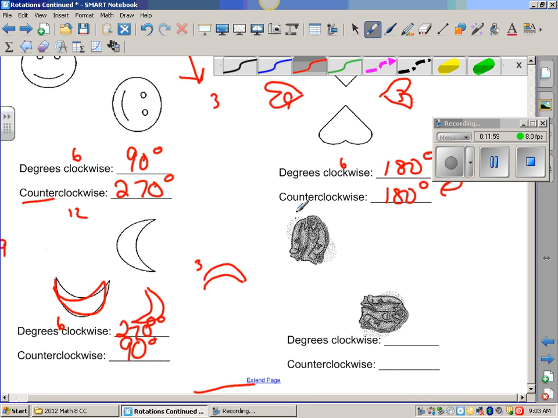And last but not least, we have the shirt picture. Let's see. We're starting here. We got 12, 3, 6, and 9. If I travel clockwise, I'm headed this way. Try to imagine the shirt being kind of twisted down here. That's only 90 degrees, because 180 would end up with the collar down here and the bottom of the shirt up here. So it's not 180. It's just 90. 90 clockwise, we know, is equivalent to 270 counterclockwise.